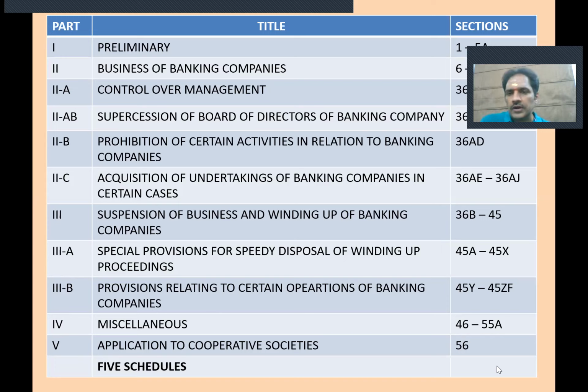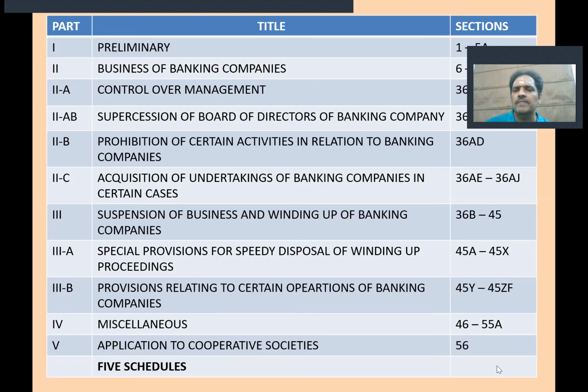So banks are important premises and they cannot be abused by elements who are not happy. That provision is the protection which is provided for bank premises and banking business. Then acquisition of undertakings of banking companies in certain cases.